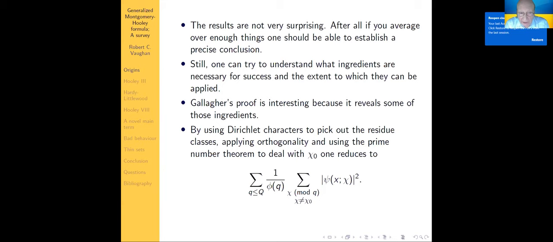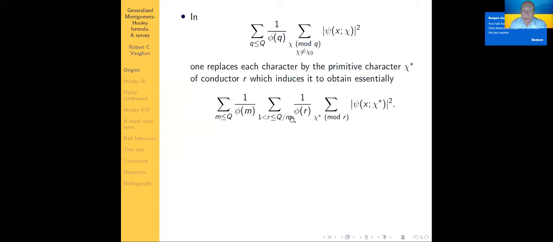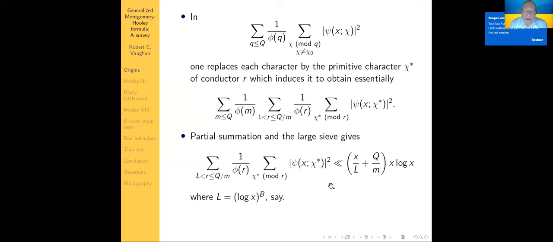So you can use Dirichlet characters to pick out the residue classes, apply orthogonality, and use the prime number theorem to deal with the principal character, modulo Q. Then you end up having to look at a sum like this, where now you've got 1 over phi of Q, and the principal characters are omitted, modulo Q, and you can then replace the characters by primitive characters. Modulo a little bit of detail which has been omitted, you have to worry about primes which divide Q and things like that, but we won't concern ourselves too much with little details like that. And you can see that this expression here, by partial summation, at least if R is greater than L, you can reduce to this situation here.